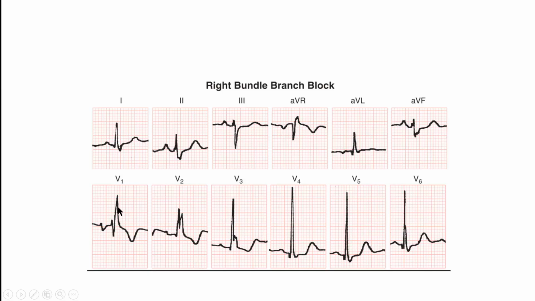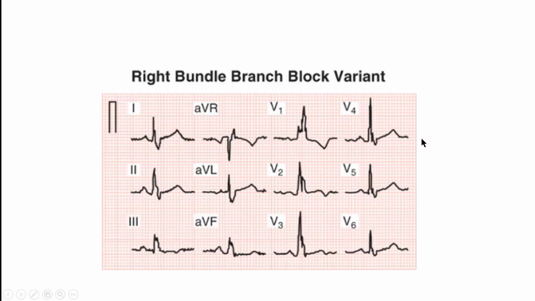This one's pretty robust here. An RSR prime is also possible in V2, and then sometimes we'll also see what we call this broad S wave in lead 2 and then over here in V6, and that again here in AVF is simply representing the delayed depolarization of the right ventricle. Here we can see the broad S wave is more prominent in lead 1, in AVL, and then in V6, and then again we do have our RSR prime in V1 and V2.